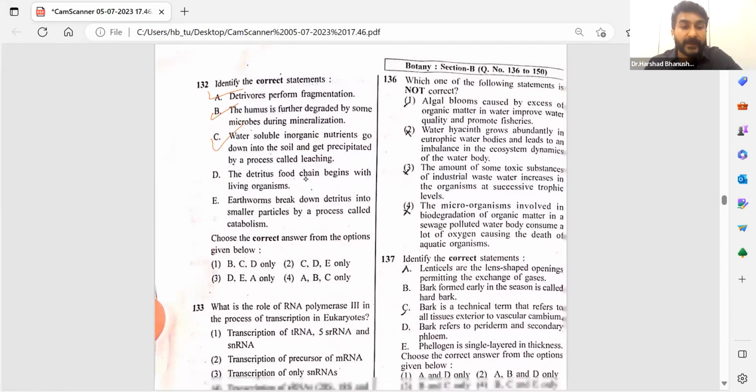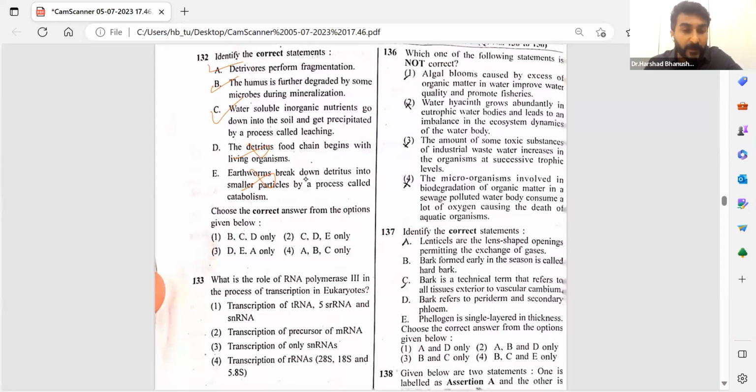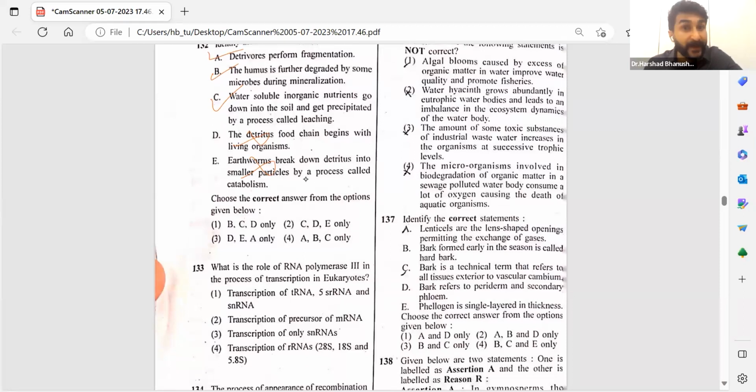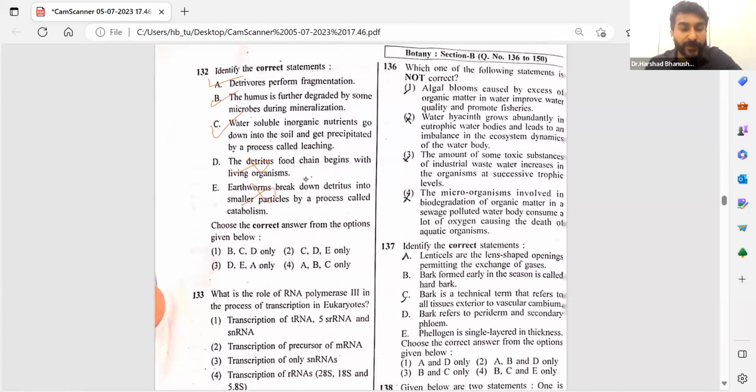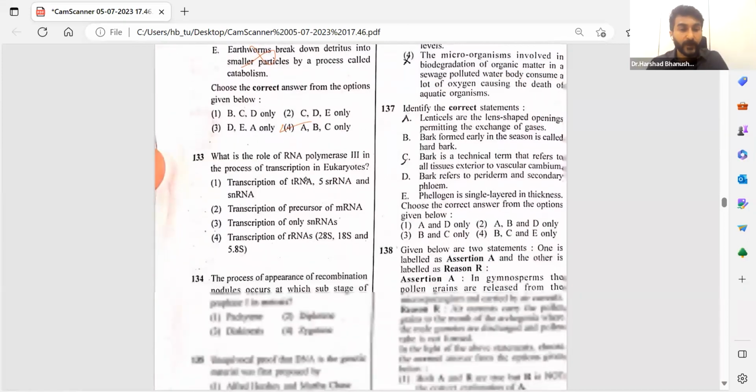That's correct. Detritus food chain begins with living organisms. That is incorrect. It begins with dead. Earthworms break down detritus into smaller particles by a process called catabolism. Wrong. Catabolism is done by microbes, and detritus breakdown is fragmentation. So D and E are incorrect statements. They have told you to find out the correct statement. So answer would be ABC.